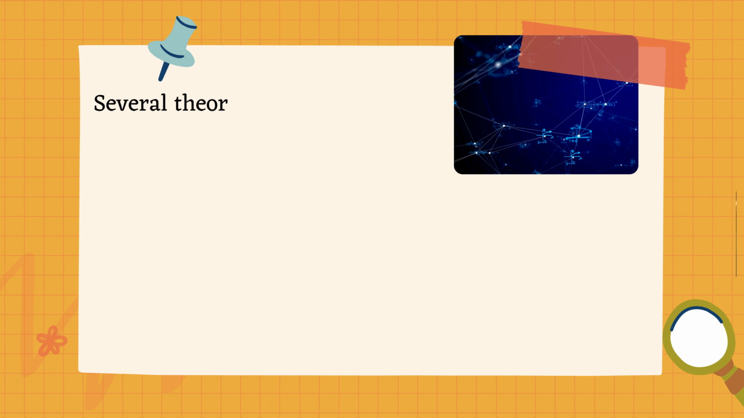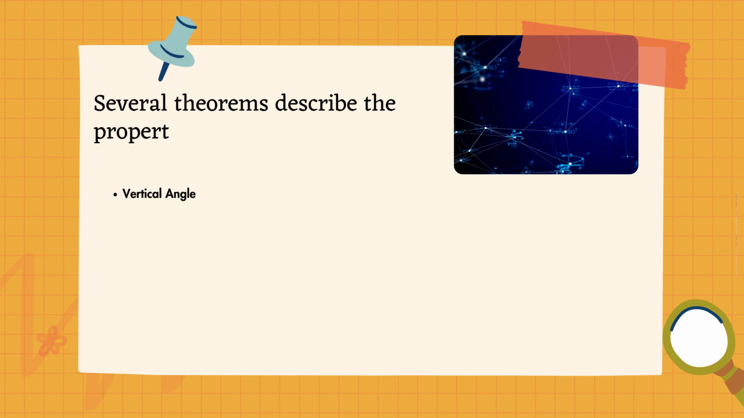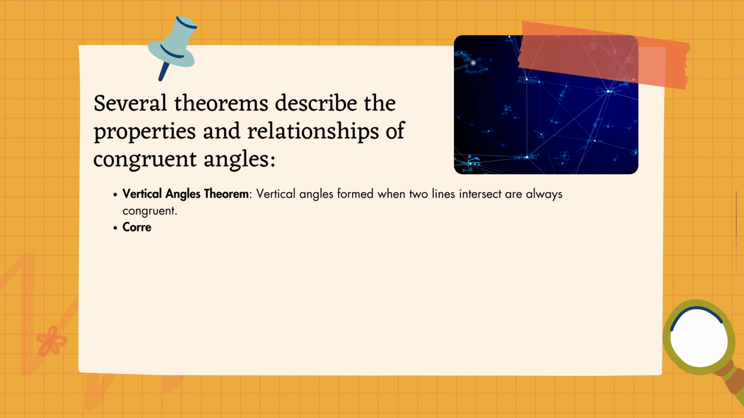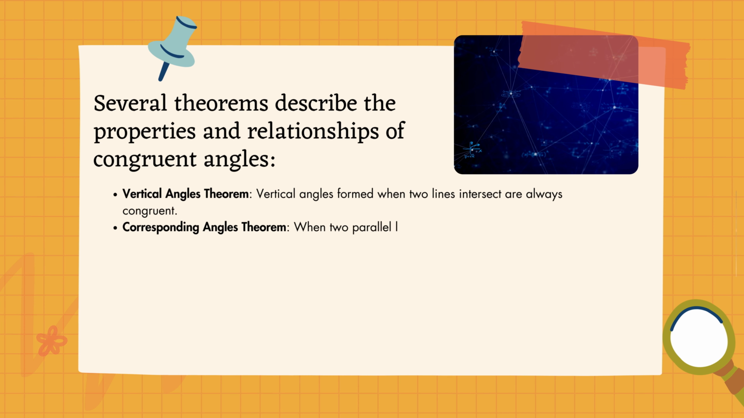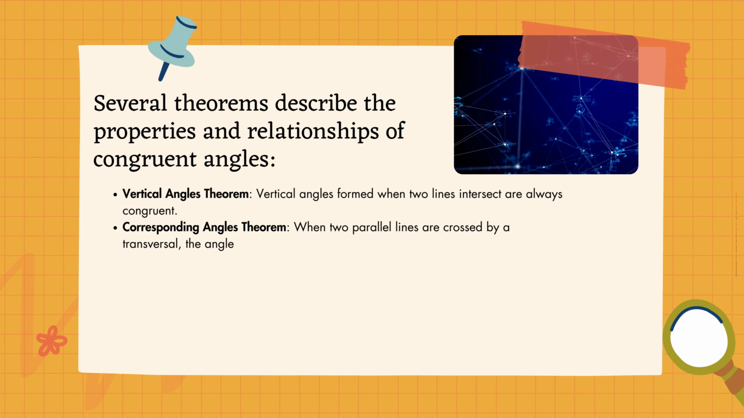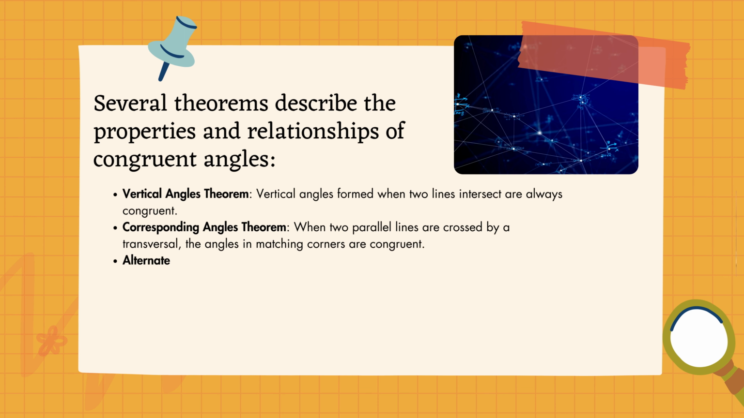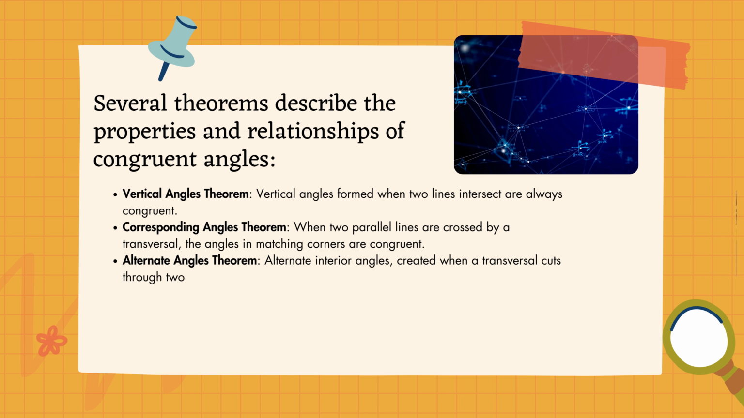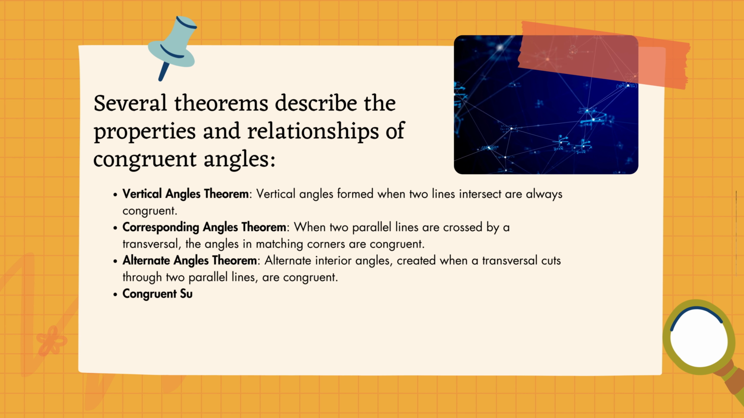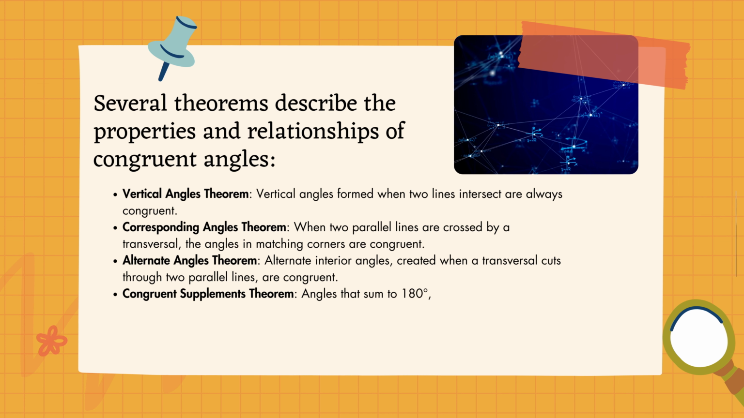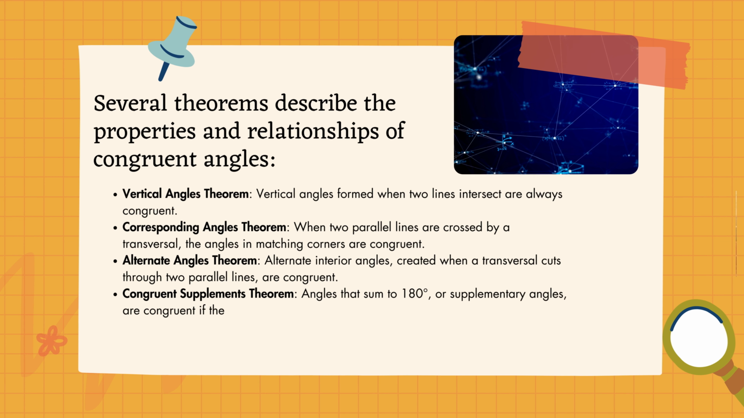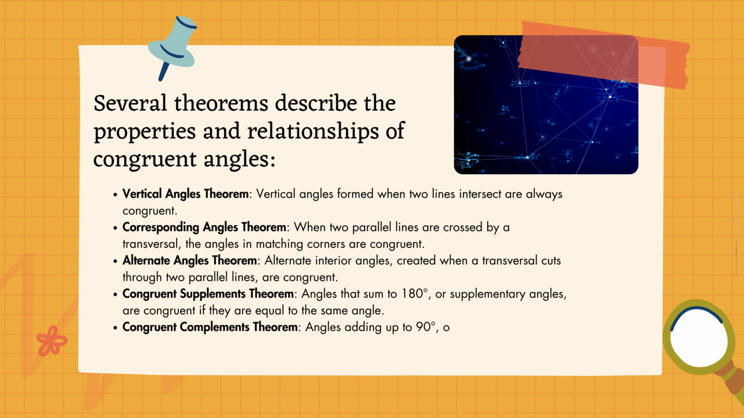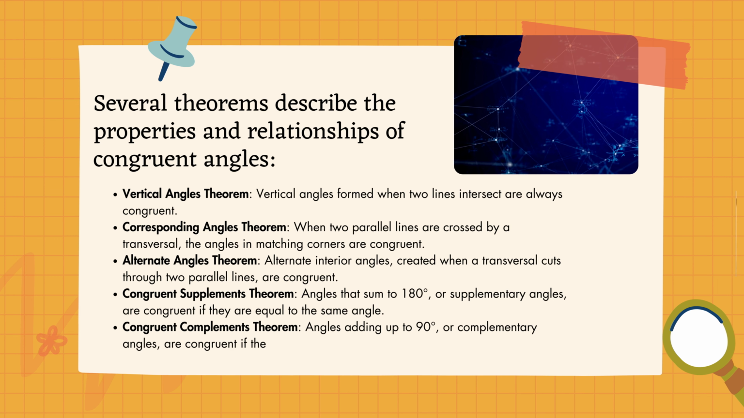Several theorems describe the properties and relationships of congruent angles. Vertical Angles Theorem: vertical angles formed when two lines intersect are always congruent. Corresponding Angles Theorem: when two parallel lines are crossed by a transversal, the angles in matching corners are congruent. Alternate Angles Theorem: alternate interior angles, created when a transversal cuts through two parallel lines, are congruent. Congruent Supplements Theorem: angles that sum to 180°, or supplementary angles, are congruent if they are supplementary to the same angle. Congruent Complements Theorem: angles adding up to 90°, or complementary angles, are congruent if they complement the same angle.